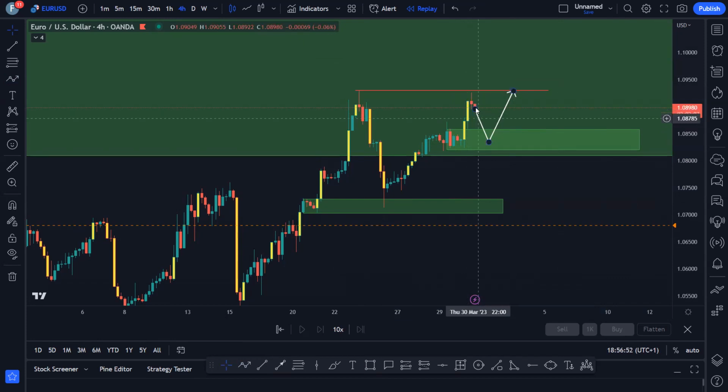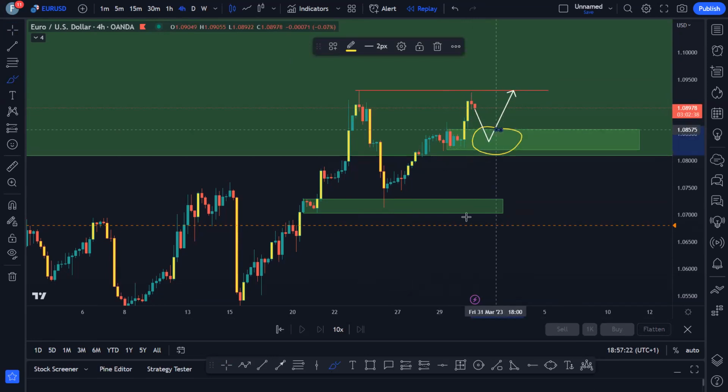Remember, it's very similar to the move that would also happen on GBP USD. So a bit of bullish momentum on those pairs. But for Euro USD on 4 hours, I'm waiting for price to retrace into the zone. Once that retracement happens, I'm waiting to look for a buy setup at this zone.